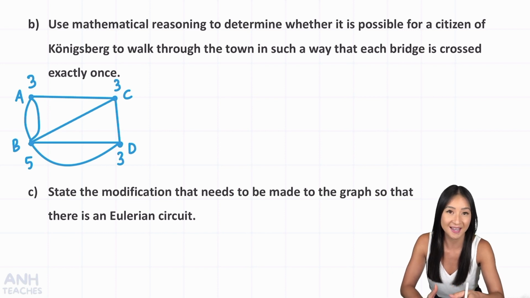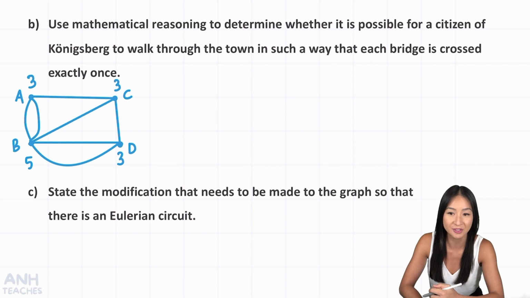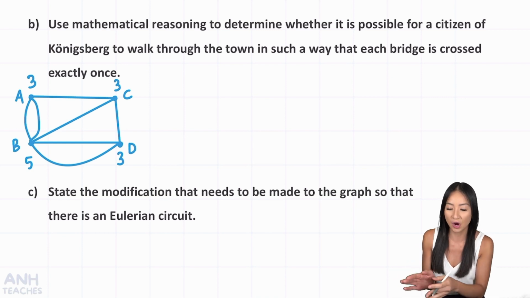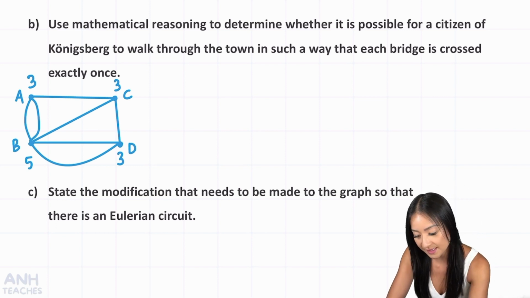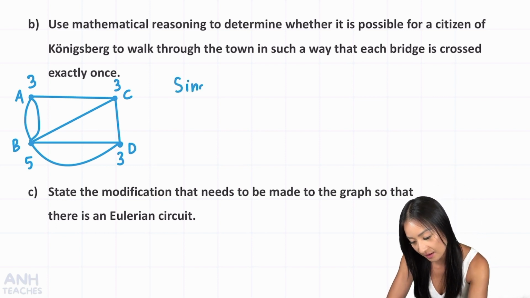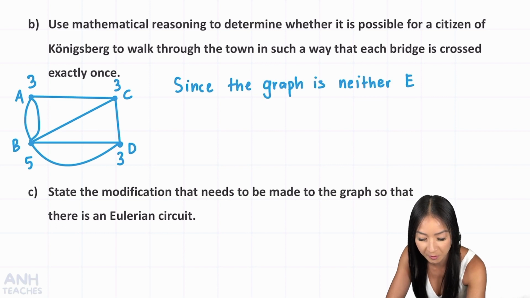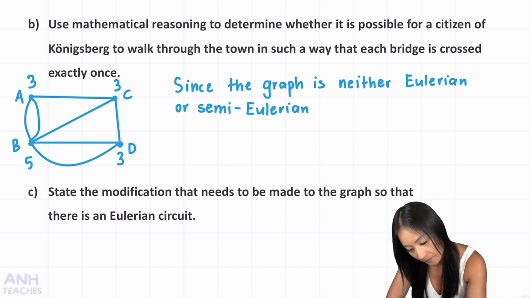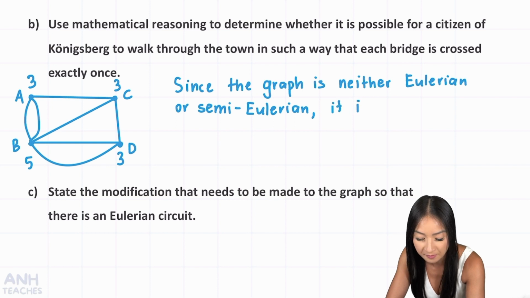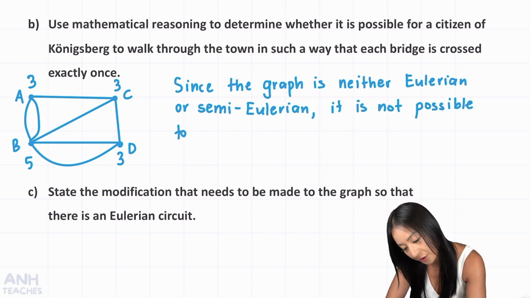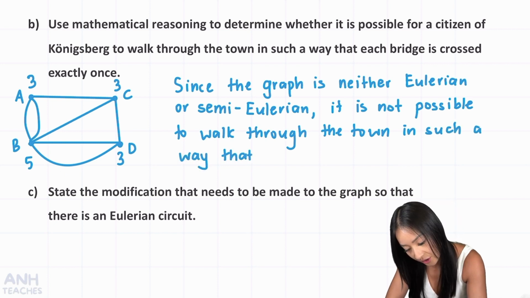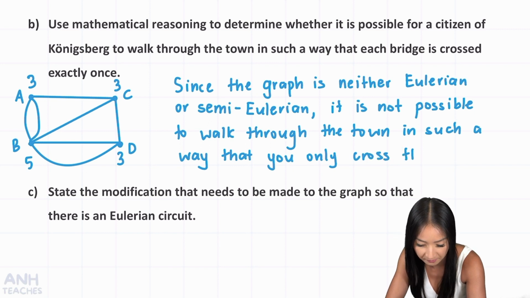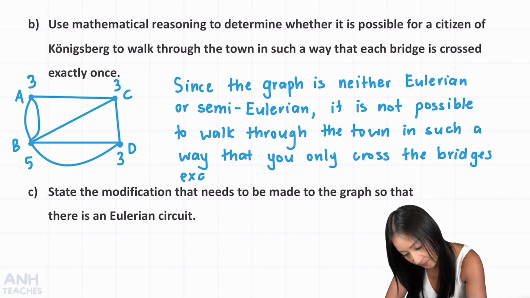So I'm going to state here that it is not possible to walk through the town only passing through each bridge exactly once. Since the graph is neither Eulerian or semi-Eulerian, it is not possible to walk through the town in such a way that you only cross the bridges exactly once.